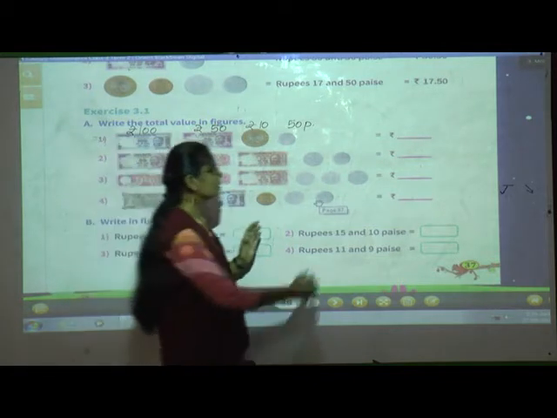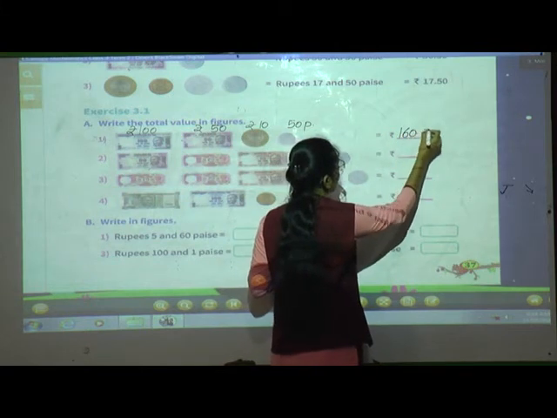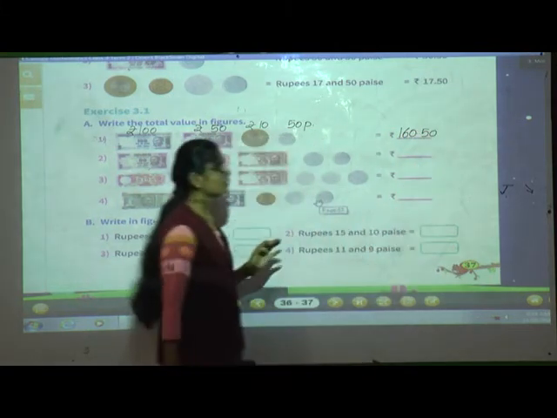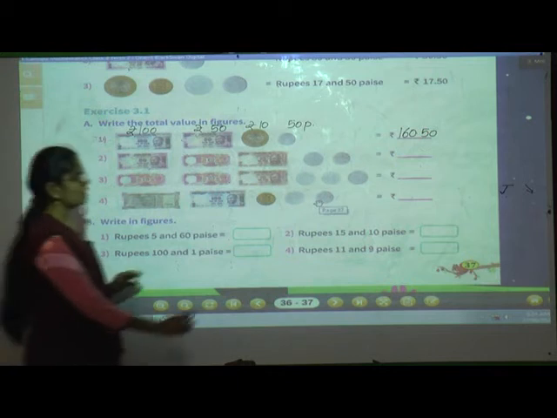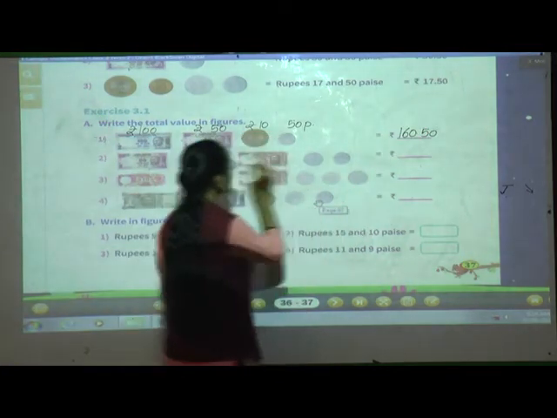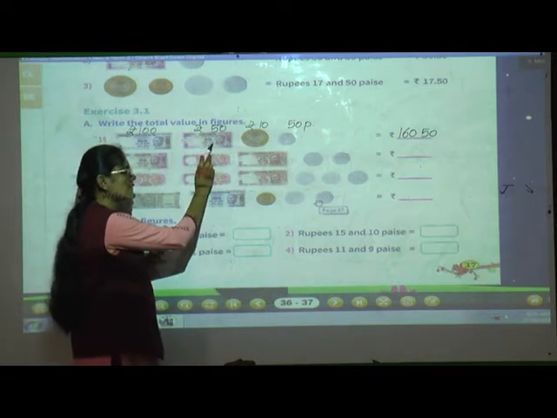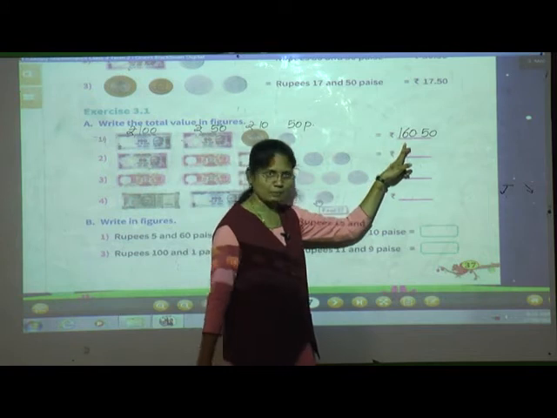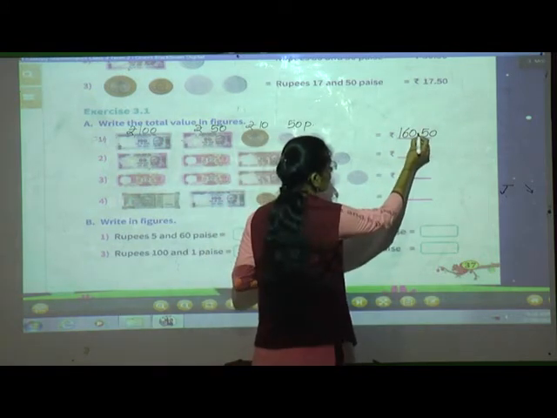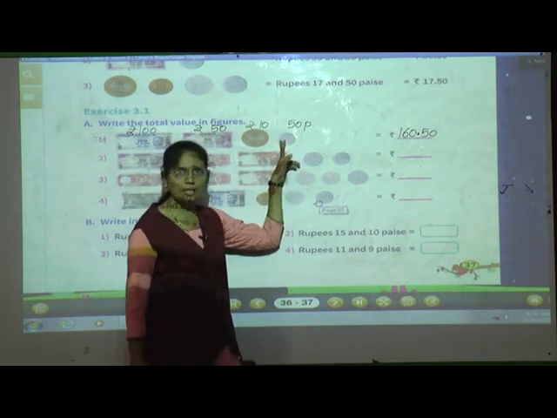So how will you write here in the figure? Rupees 160.50. See here, rupees 160. Here 160 rupees you can see. 100 plus 50 means 150 plus 10 means rupees 160. And here one more coin is there of 50 paise.